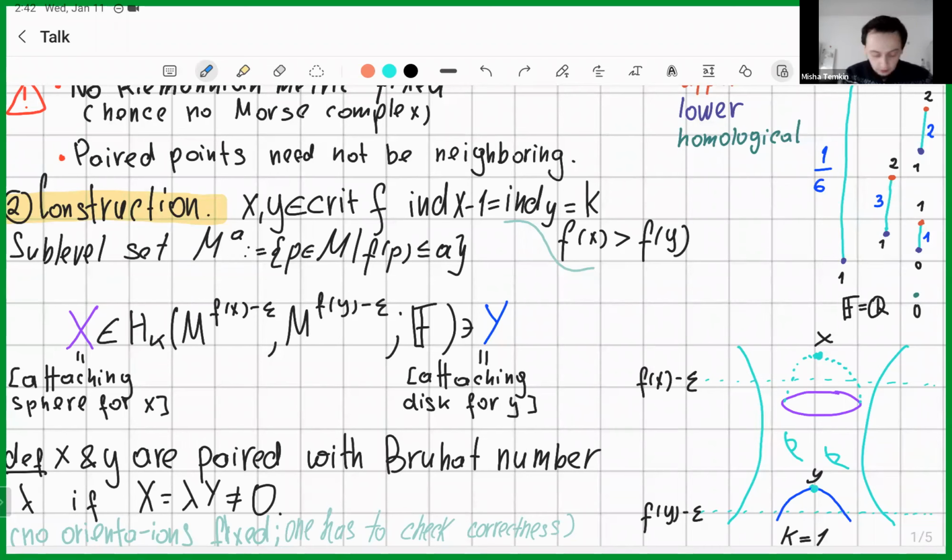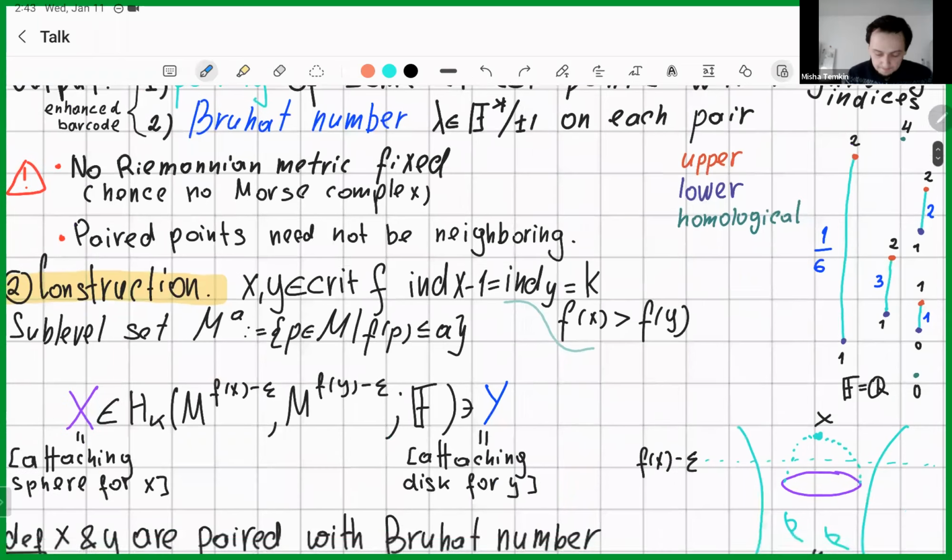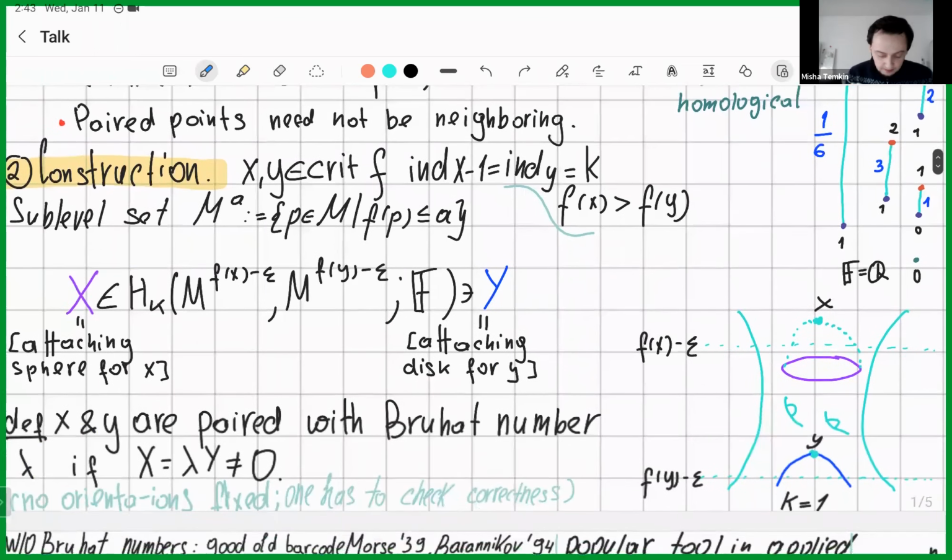So two comments are in order. First, I didn't fix any orientations. So all the classes are only defined up to multiplication by -1, depending on the orientation you choose. That's why this lambda is also defined only up to ±1, as stated here. But that's a minor ambiguity. So that's the first comment.